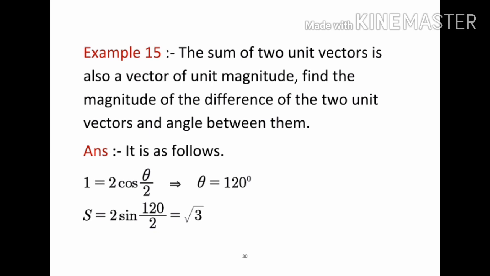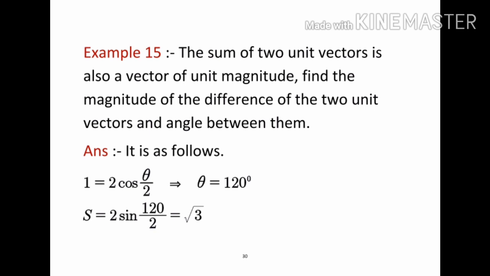example 15. The sum of two unit vectors is also a vector of unit magnitude. Find the magnitude of the difference of the two unit vectors and angle between them. So two unit vectors means their magnitude is taken as 1.